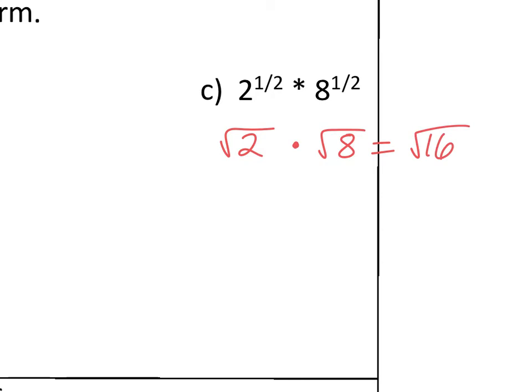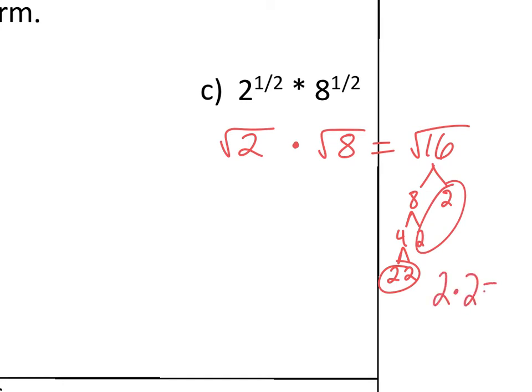Can I simplify square root of 16? Yeah, let's try to break it down. What do we get? 8 and 2, 8 breaks down to 4 and 2, 2 and 2, and I'm looking for groups of, how many do I have? 2. So what does this become? Yep, 2 times 2 is just 4. My answer is 4.